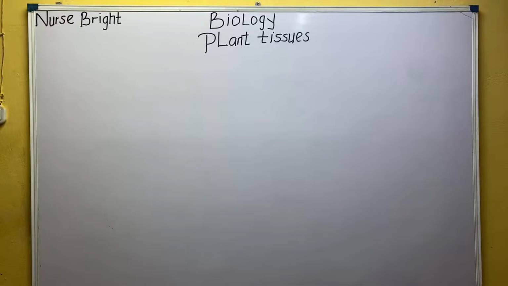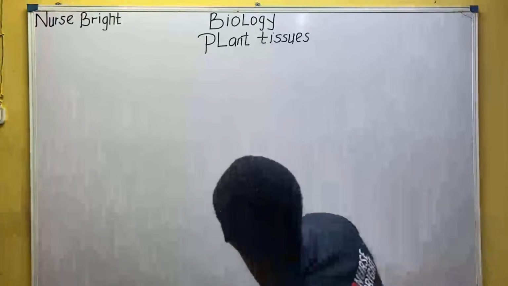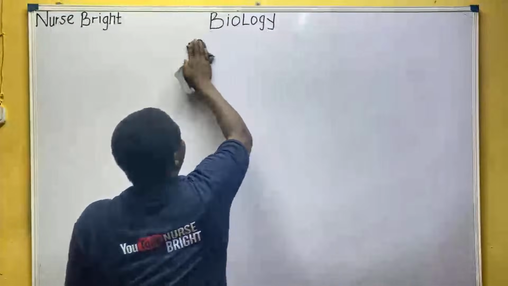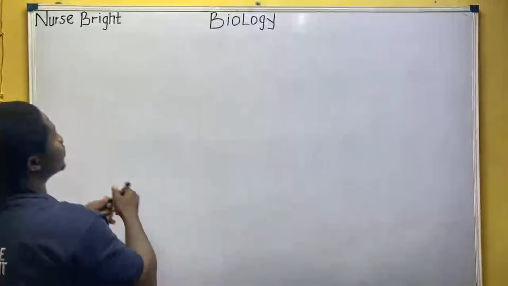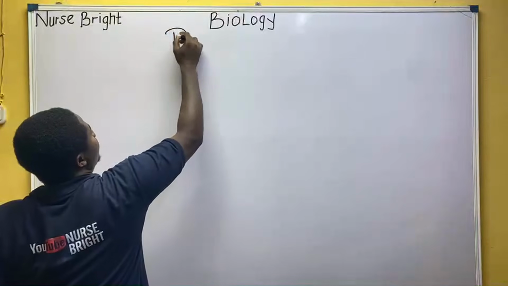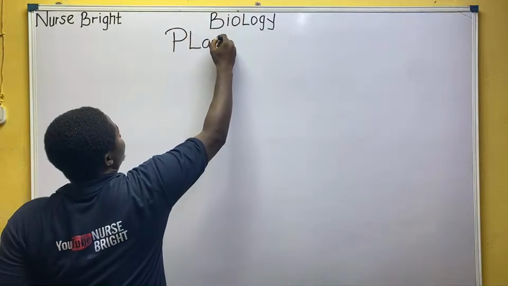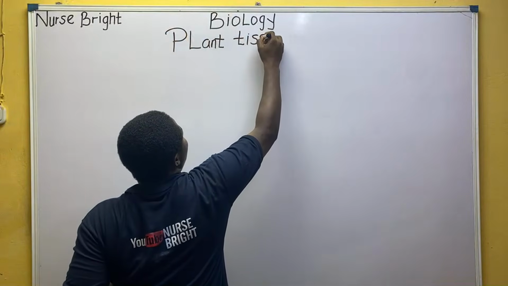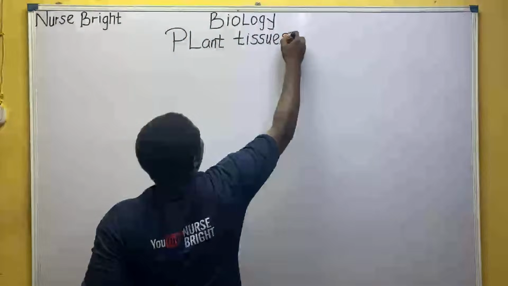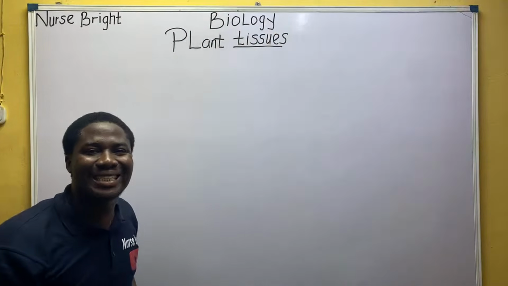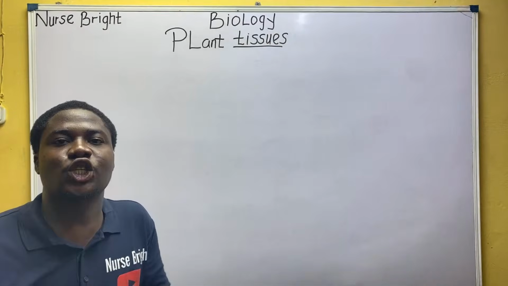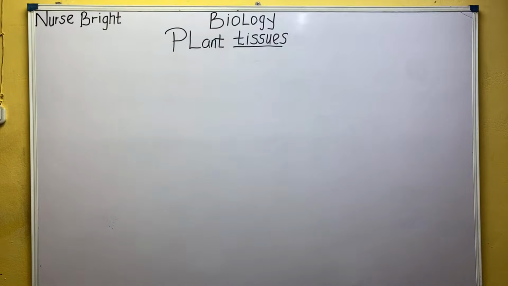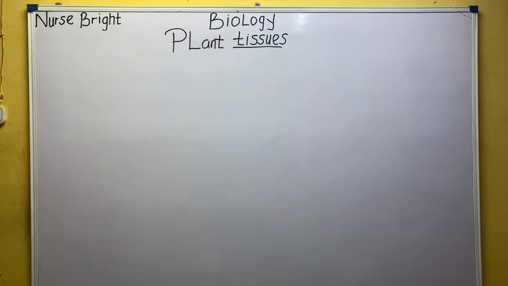Now, remember, let us start this way. Let me write it so it will be straight. Remember, first, before we relate this class lesson to plants, we have to ask ourselves what a tissue is.